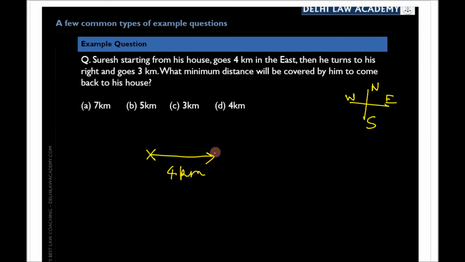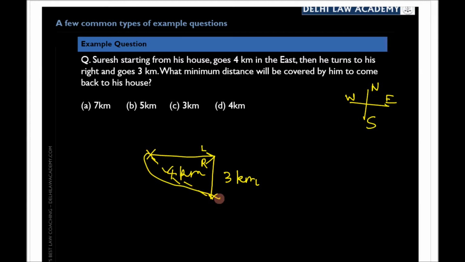And then he turns to his right. We saw earlier what left and right meant. Turning to your right when you're traveling east means you're turning to the south. And he goes 3 kilometers. Guys, recognize these numbers. These are our Pythagorean triplet numbers. You have a 4, you have a 3. The question is asking what minimum distance will be covered by him to come back to his house. So the question is effectively asking, what is this distance?